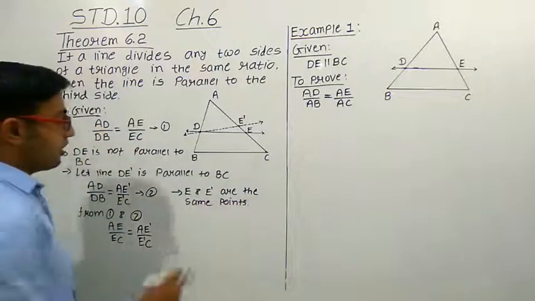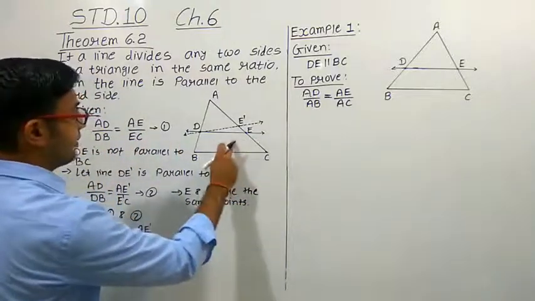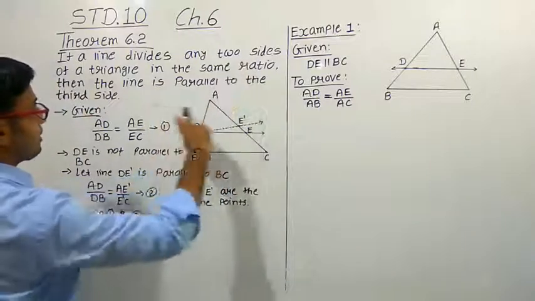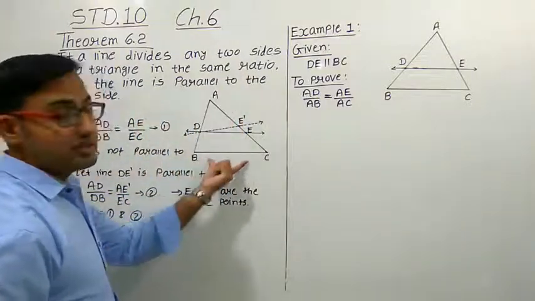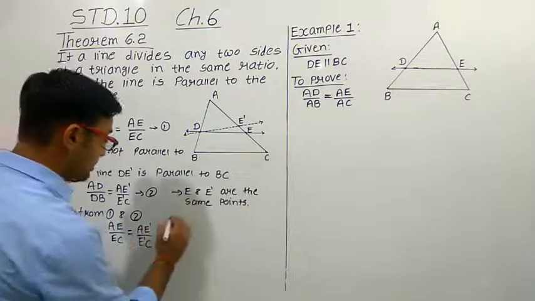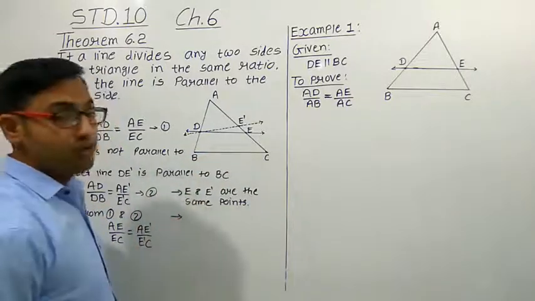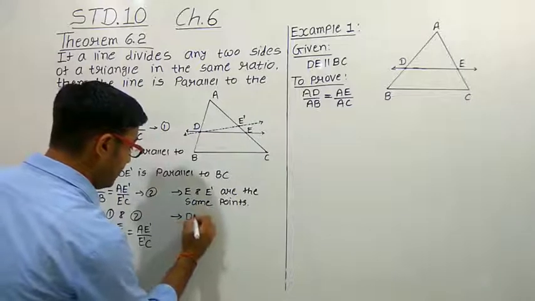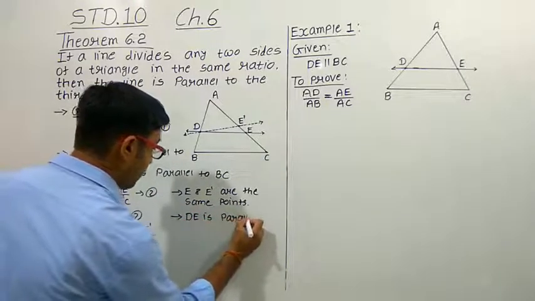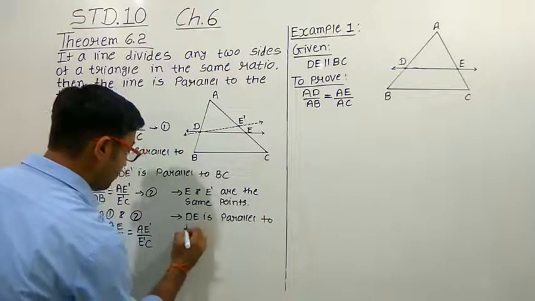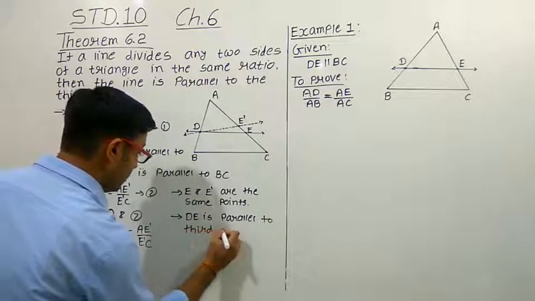That means whatever line DE divides the two sides in the same ratio must be parallel to the third side BC, right? So this is what we had to prove. We can say that DE is parallel to the third side BC.